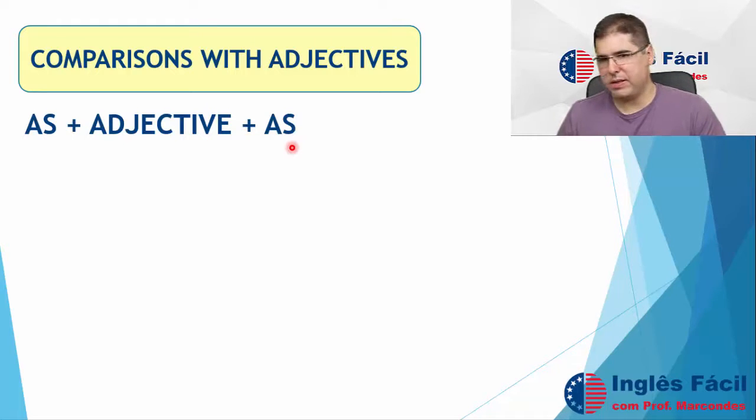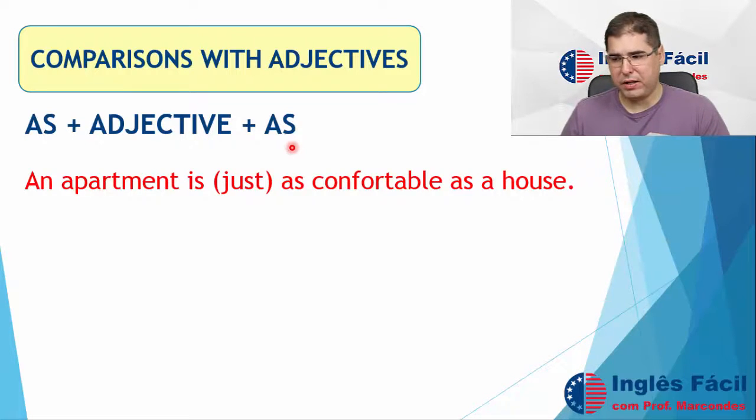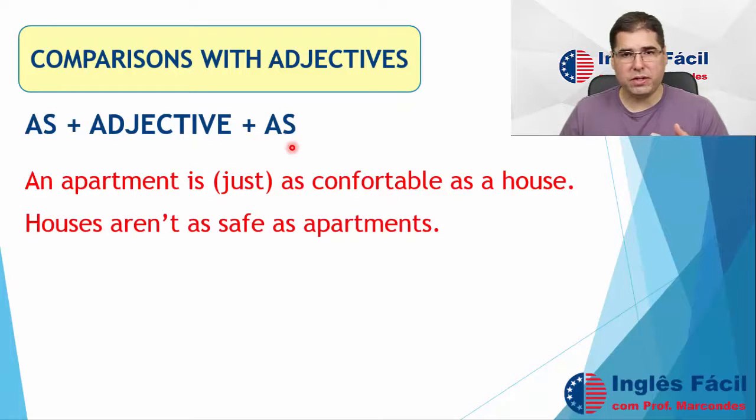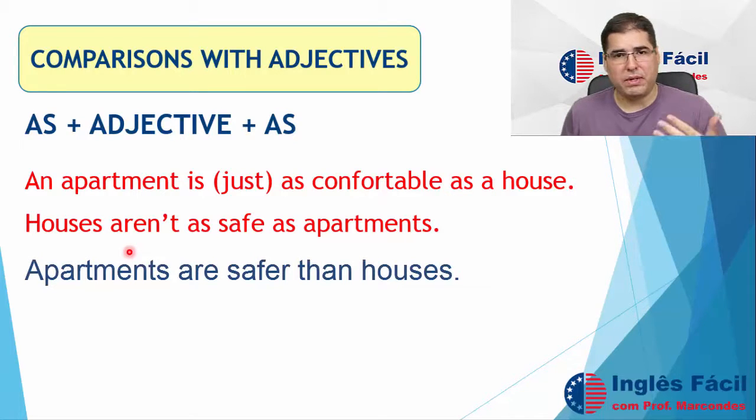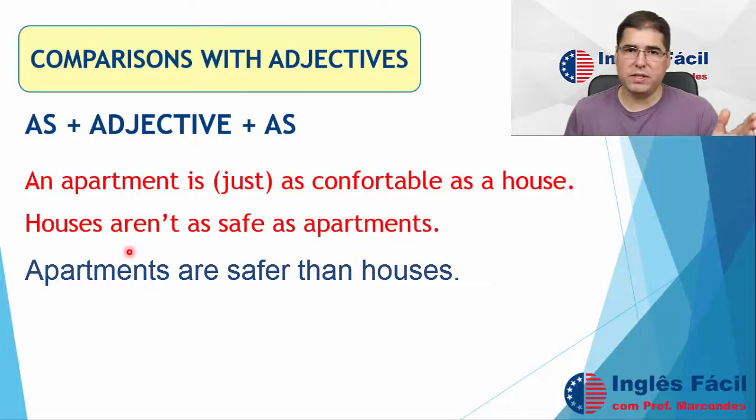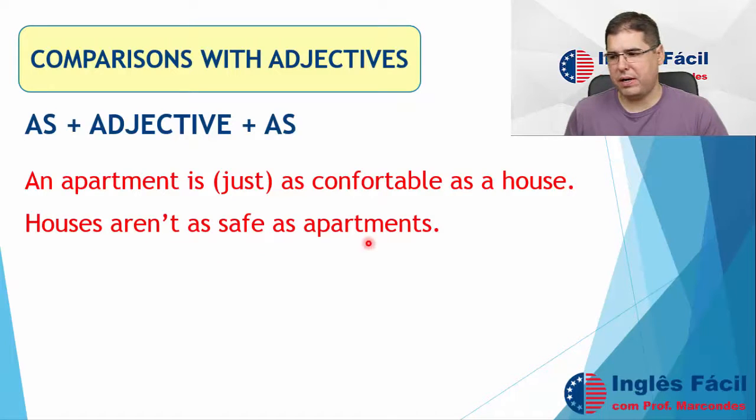So let's see some examples here. An apartment is just as comfortable as a house. So they are equal, right? An apartment and a house, they are both comfortable. Or, houses aren't as safe as apartments. Now it is in the negative, so it means that apartments are safer than houses. So houses aren't as safe as apartments, okay?